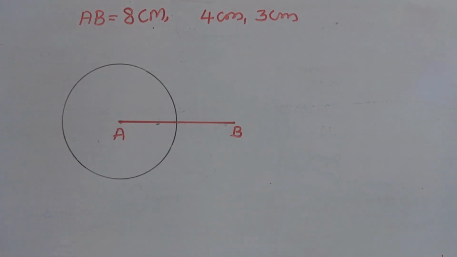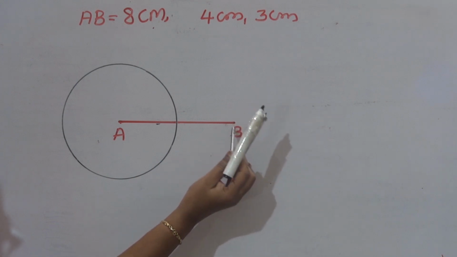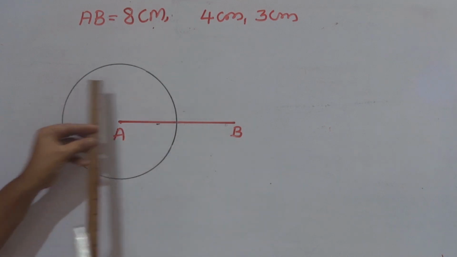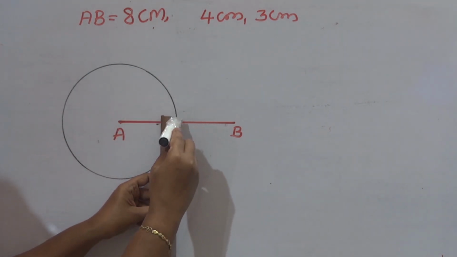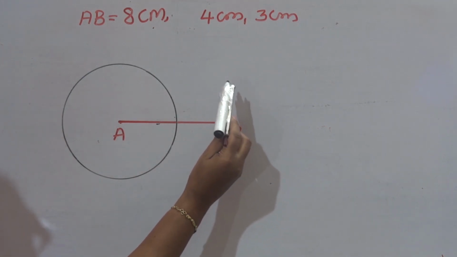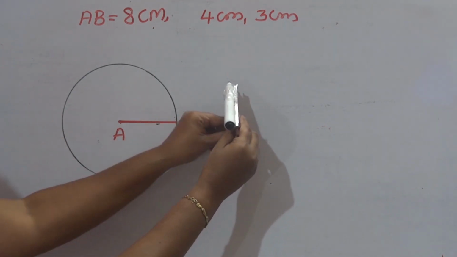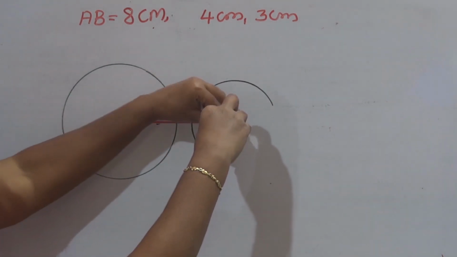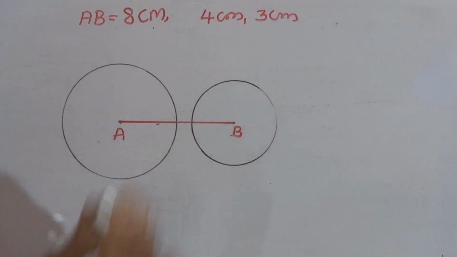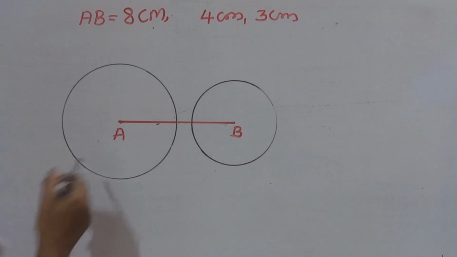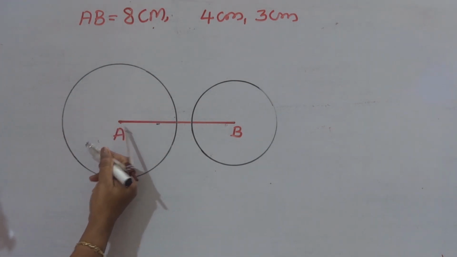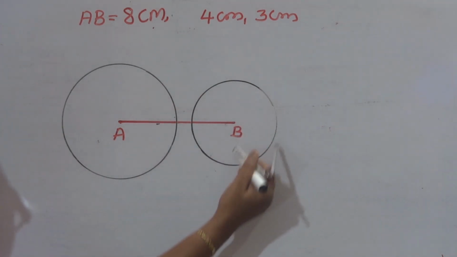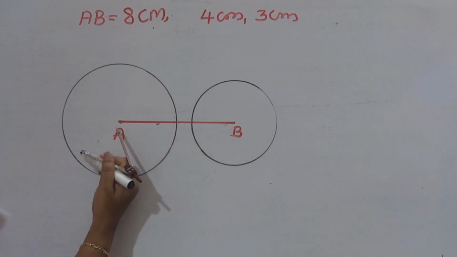Similarly, we have to draw one more circle keeping the needle of the compass at point B. It means taking B as center, its radius should be 3 centimeter. Let me take a radius of 3 centimeter. Keep the needle of the compass here at point B and draw the circle. Now we have to draw tangents to the circle of center A from the point B. Similarly, we have to draw the tangents to the circle of center B from the point A.